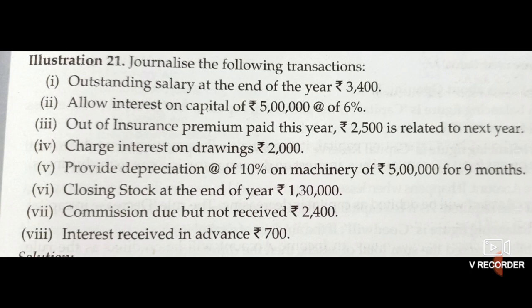Second, allow interest on capital of rupees 5 lakhs at 6%. It means capital is rupees 5 lakhs of that firm and we have to allow 6% interest on capital. Okay. Third, out of insurance premium paid this year, rupees 2,500 is related to next year. It means this insurance premium is prepaid.